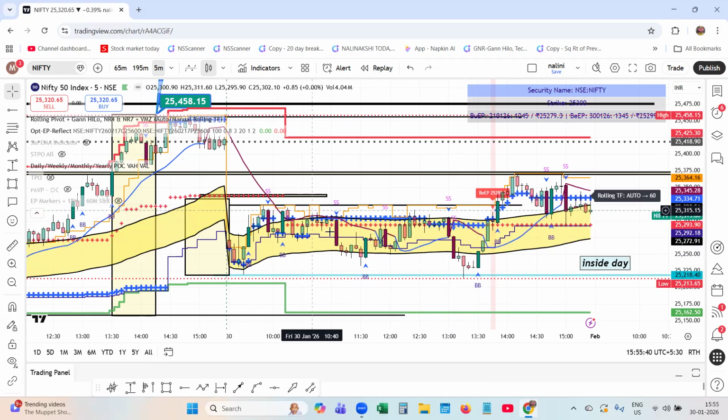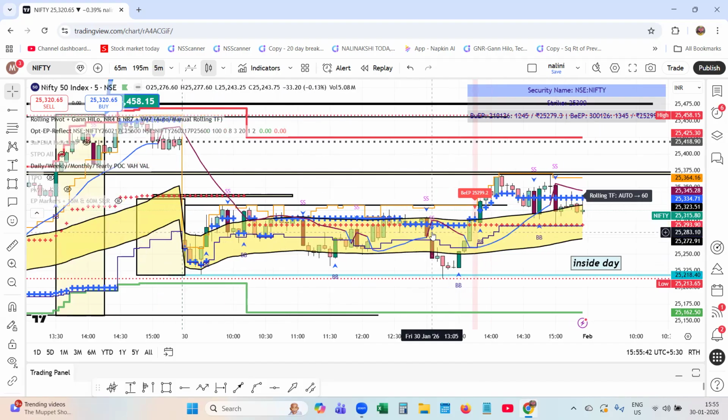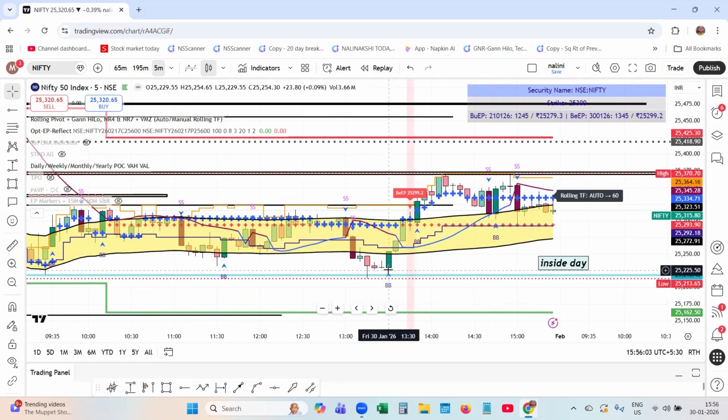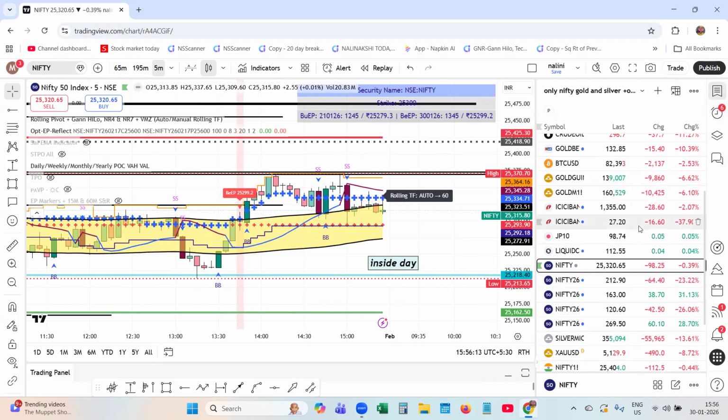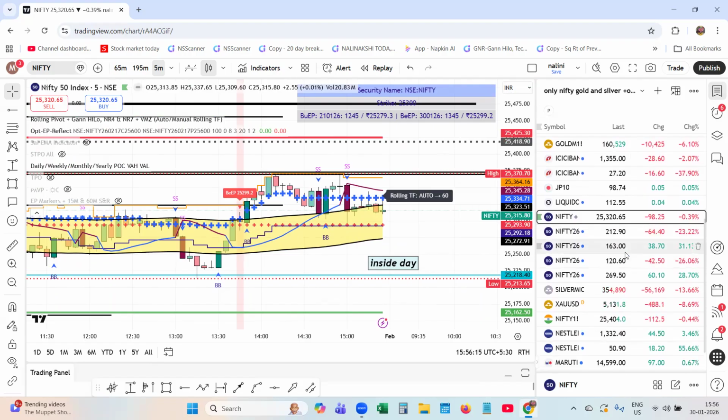You could have taken the put option, and it was a tricky trade, but you need to be very efficient in chart trading, then only you can take the trade. It was a trade for the 25,300 put option till 115, and from there the 25,300 call option moved higher. Let me go to the 25,300 call option to show you how it started moving higher.